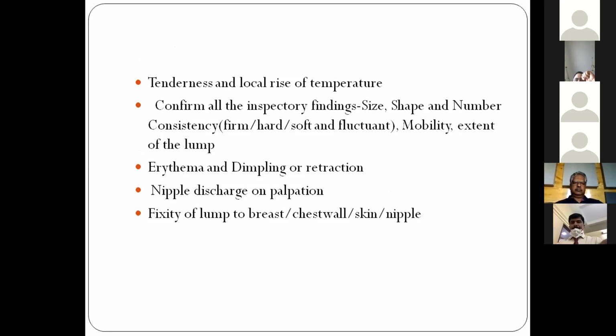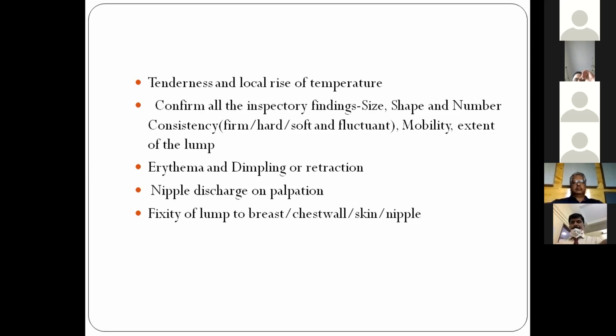As in any palpation, the most important thing is to check for areas of tenderness and any local rise of temperature, the way we do in any palpation findings. This is the first thing to elicit. Like in breast abscesses, you will observe that there are inflammatory signs, increased temperature, tenderness. All those findings you need to mention, and you have to be gentle if there is tenderness or any signs of inflammation.